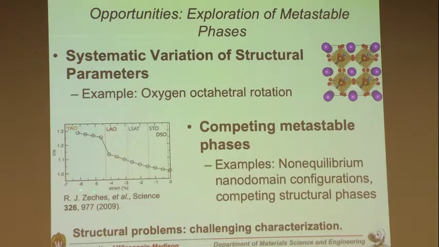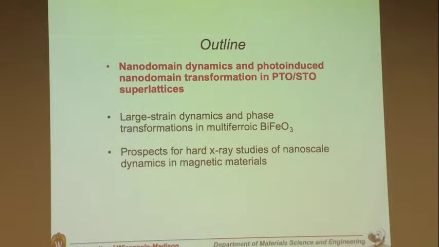This is a plot of the phase diagram of this BFO as a function of the strain with respect to its substrate, and you can see that the C over A ratio and the tetragonality changes as a function of strain, and it has a transition here at this particular value of compressive strain. This is the equilibrium phase diagram. How do we move around on that phase diagram? And can we do it optically? So we have competing phases and a systematic variation of the structural parameters. Ultimately, you're thinking about exciting things about how to control the properties.